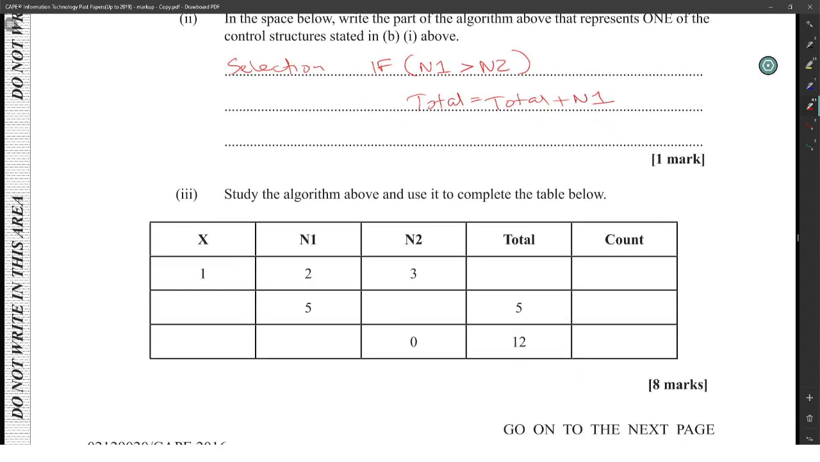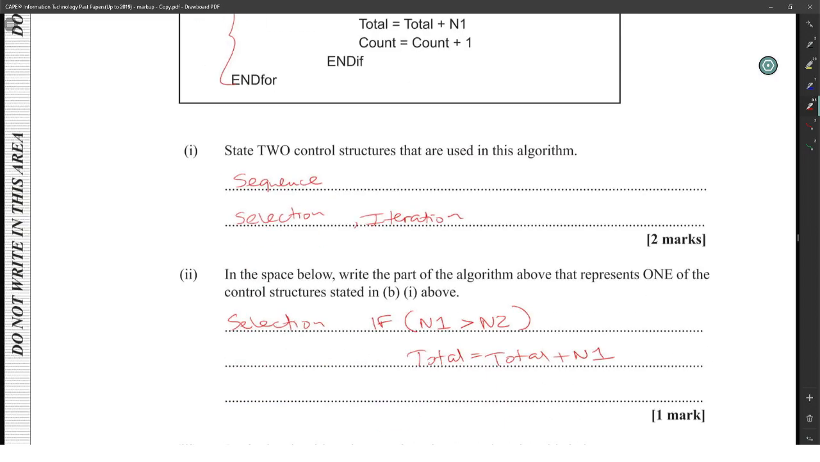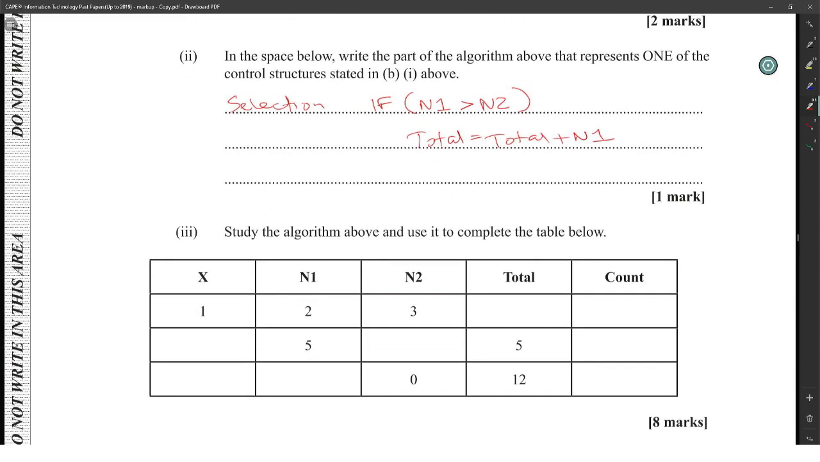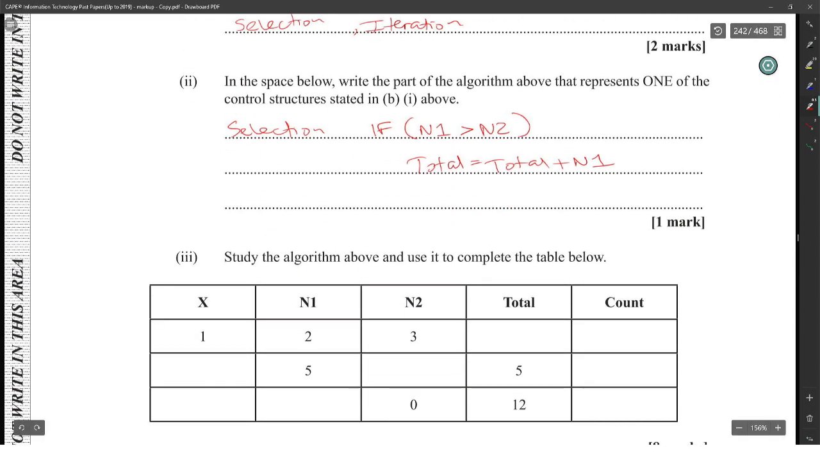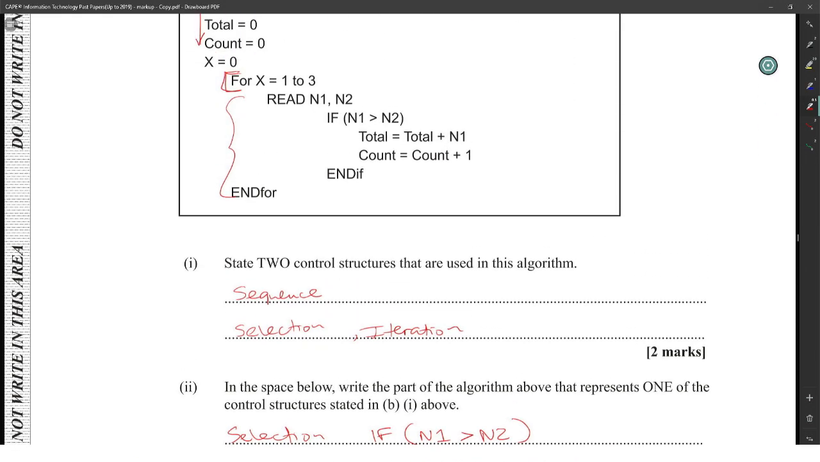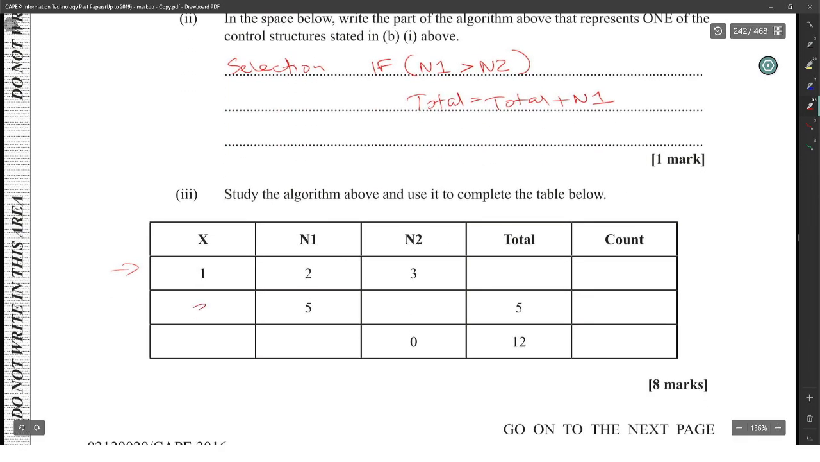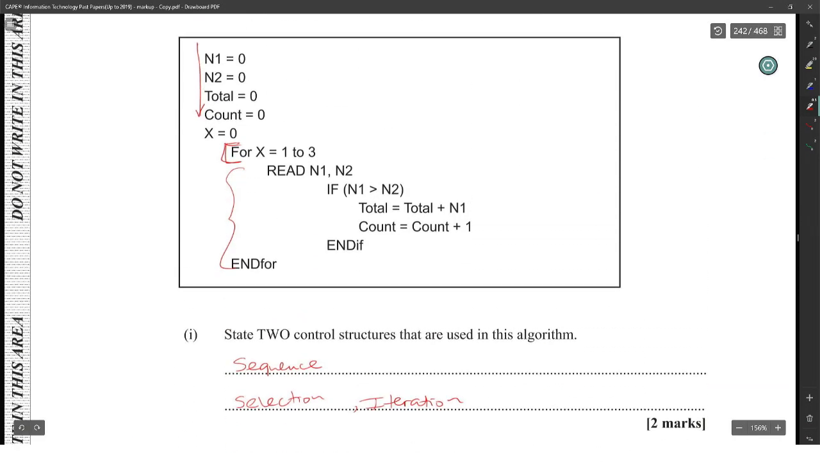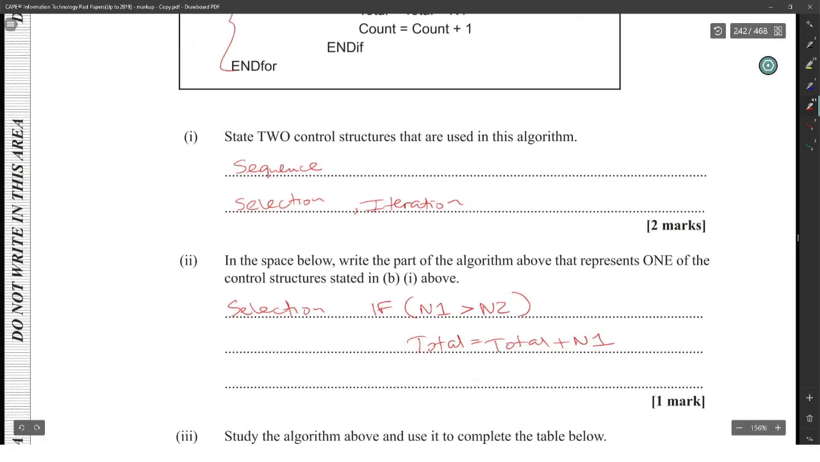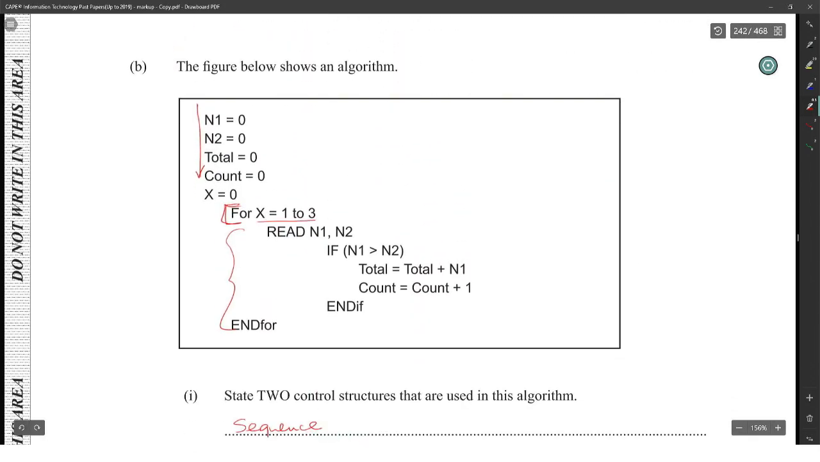Study the algorithm and use it to complete the trace table below. Alright, so n1, n2, total, all those things start at 0, but they're not starting from 0 here for these numbers. They're starting from 2 and 3. So therefore we're basically looking at the loop part. So x is 1, so the loop starts here. So x will be 1, 2, and 3, right? Is the value of x changing anywhere inside it? Nope. So x is definitely going to go 3 times because x is part of a for loop. So that's 1, 2, 3.